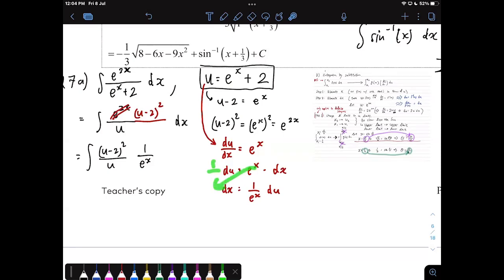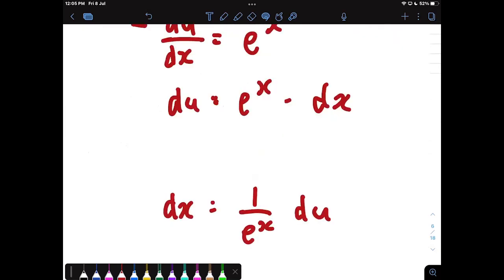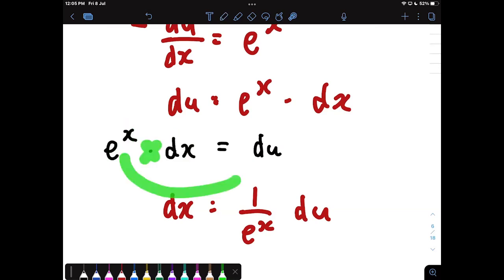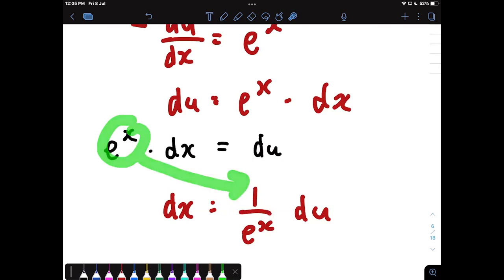Oh, I don't understand. Okay, I slow down a bit. Basically, here is multiplying, right? Maybe I rewrite it. e power x times dx equals du. Make dx the subject. You have multiplication by e power x. What do you do to get rid of it? Divide. Opposite of times is divide. So that's why I have a 1 over. Understand now? Okay.